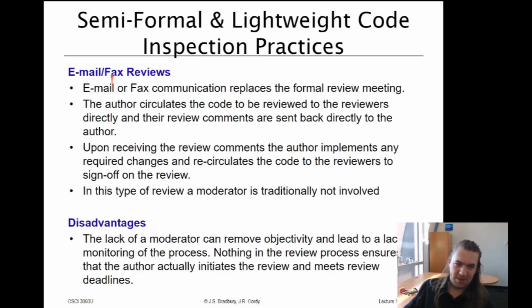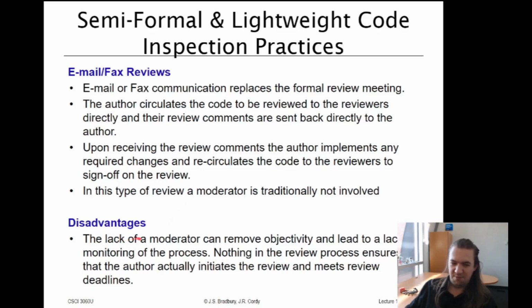Okay, do people still fax? I actually don't know. But email, of course, still exists, and email communication can replace the whole formal process. So the author sends the code to everybody, and their comments just email back. That's it. Don't really need a moderator because it's all just via email, and it's all pretty straightforward. You just send to everyone any comments that you need to send around. It mitigates the need to actually be there for a physical in-person meeting, which is nice.